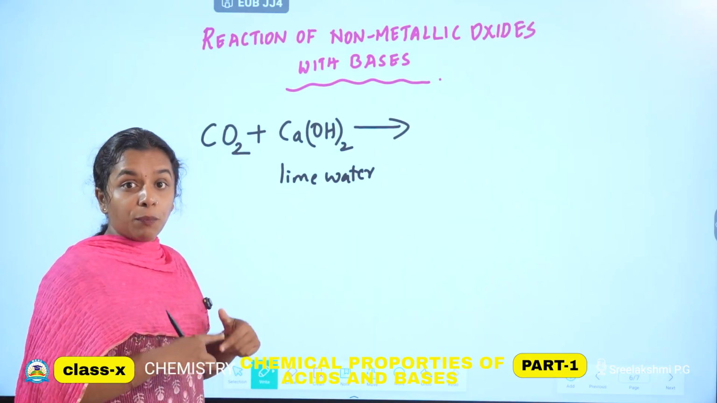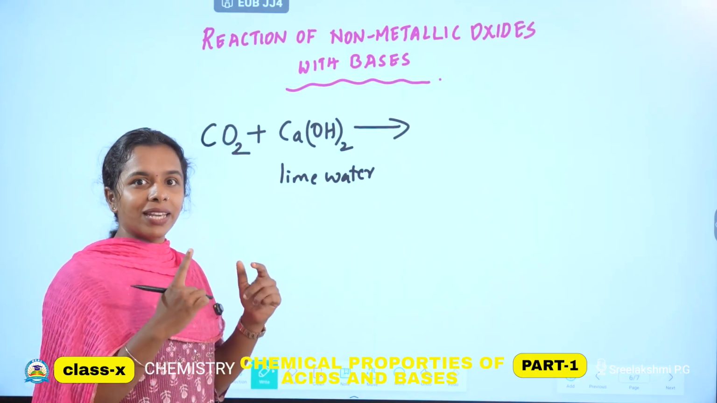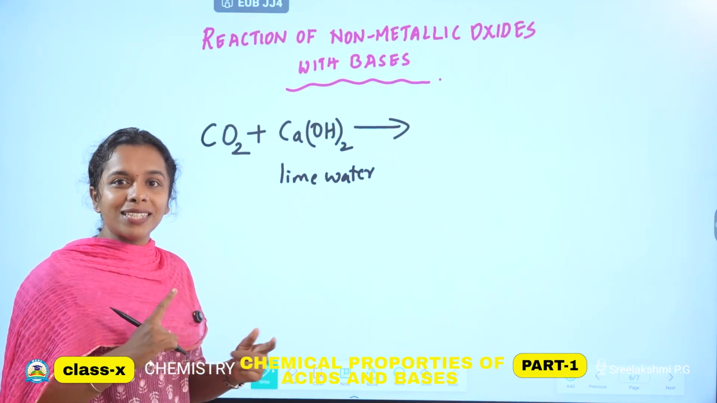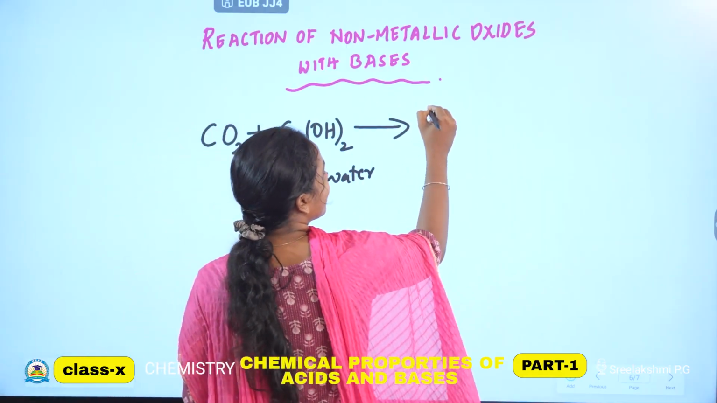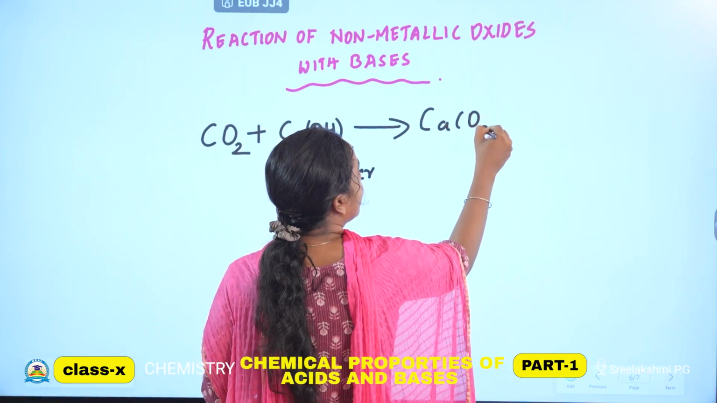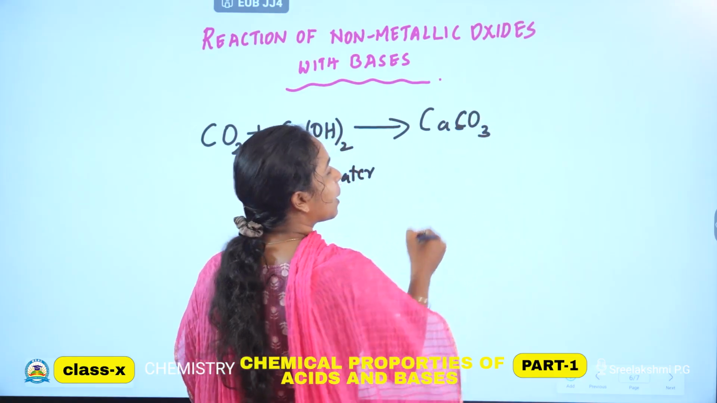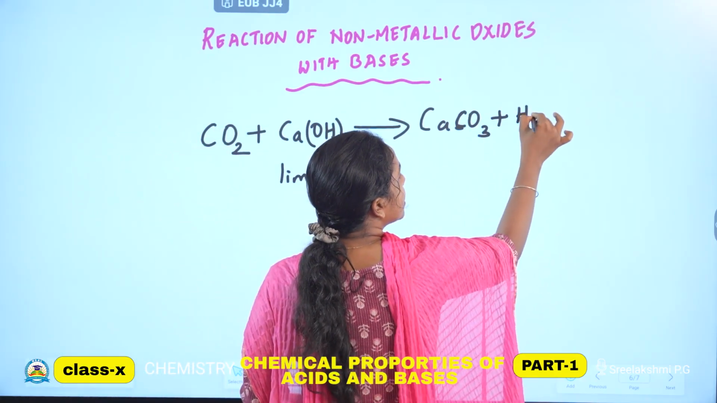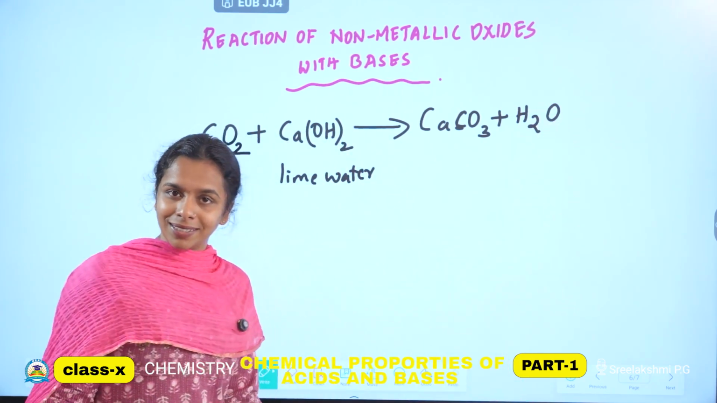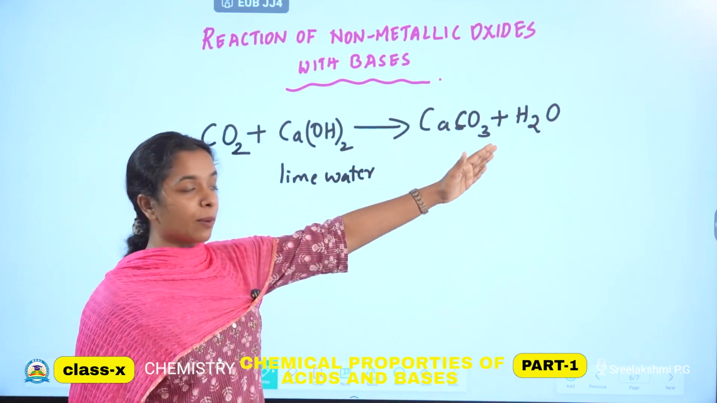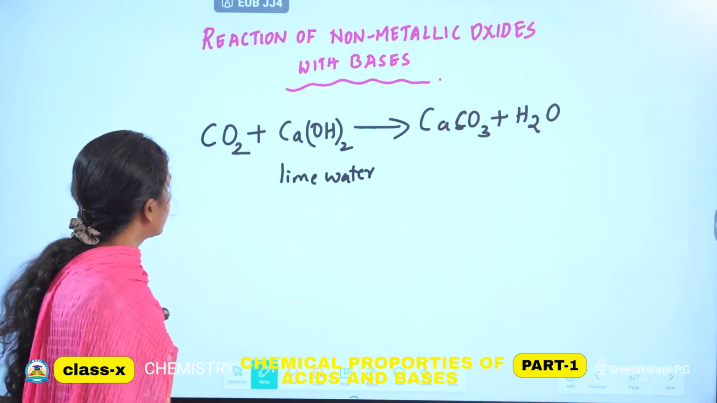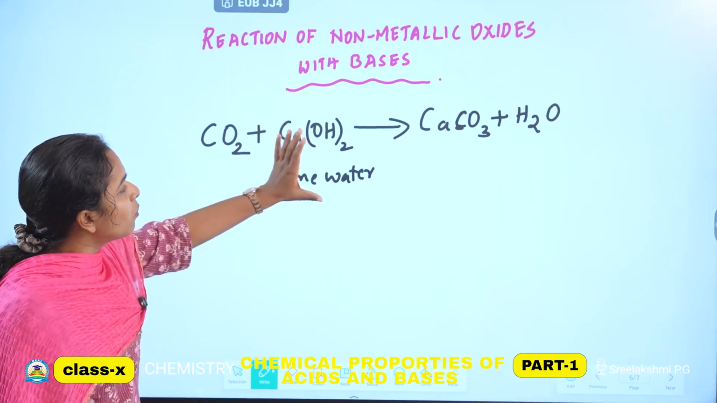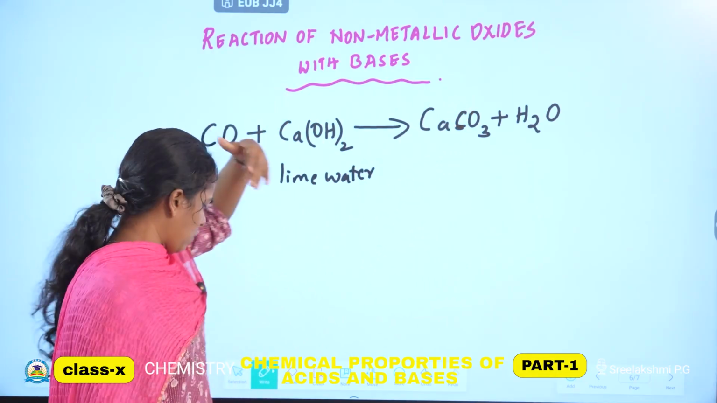This carbon dioxide we pass through lime water. When you pass it through lime water, you can see that the lime water turns milky. What is that product? Yes, you're correct. It is calcium carbonate. That milky product is calcium carbonate. Along with that, it produces water. So here you can see that a non-metallic oxide plus lime water gives a salt and water.